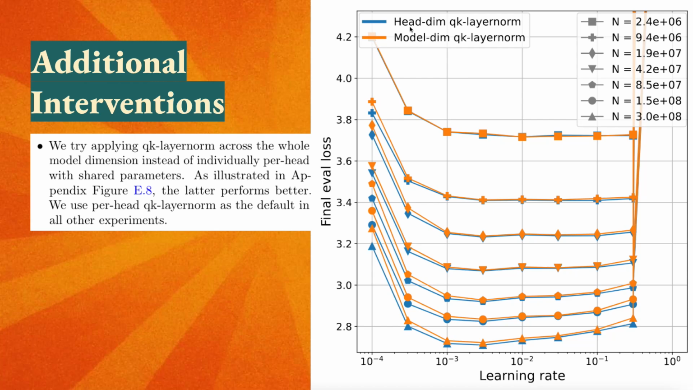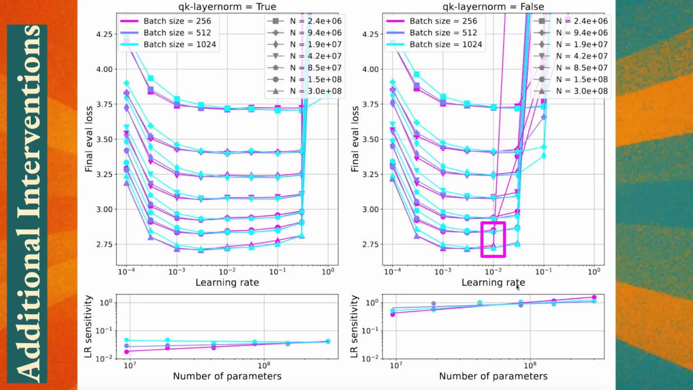They also applied the normalization of the QK layers across the head dimension versus the model dimension, and they found that across the head dimension gives them a lower loss for each model size, so that's the default they chose. They also tried to change the batch size from 256 to 1024, and again they found that this is not really doing anything for learning rate sensitivity. These curves are pretty much the same. However, when they don't apply QK-layernorm, batch size does start to make a difference. It starts to kick in, especially at larger model sizes.